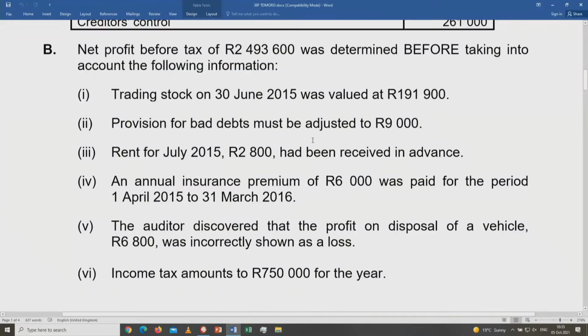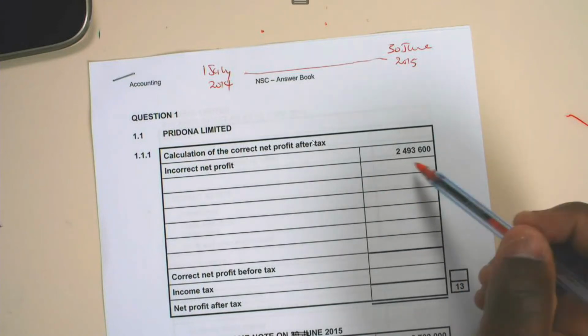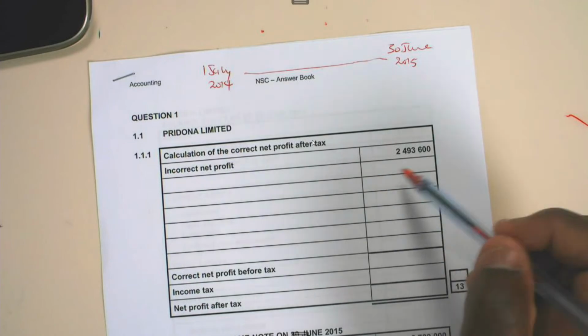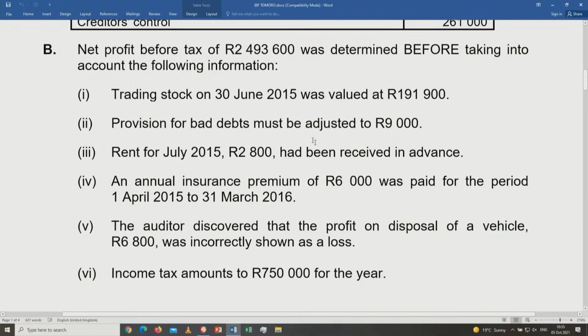Net profit before tax of 2,493,600 was determined before taking into account the following information, meaning we have to adjust this 2,493,600. This is an incorrect net profit. Now let's look at the adjustments.